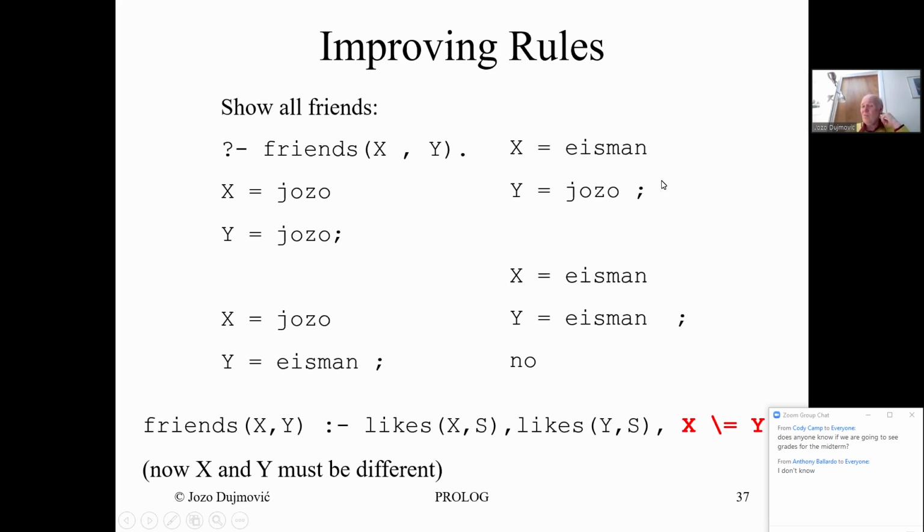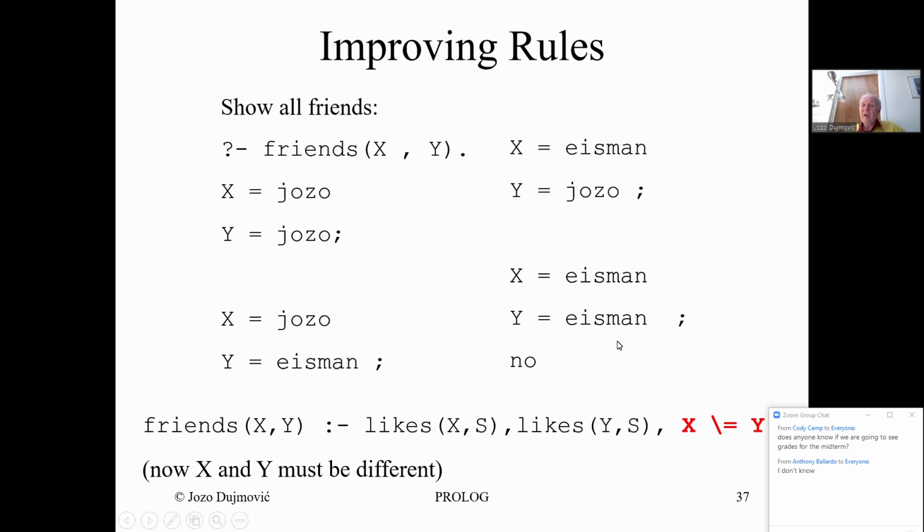And then you say, give me more. Then you are going to get Iceman, Iceman. So you have, again, this trivial solution. And after that, you say, give me more. It will tell you, no, there are no more solutions. So this is the case when we want to get all friends in this case. And these friends are Yozo, Yozo, Yozo, Iceman, Iceman, Yozo, and Iceman, Iceman.